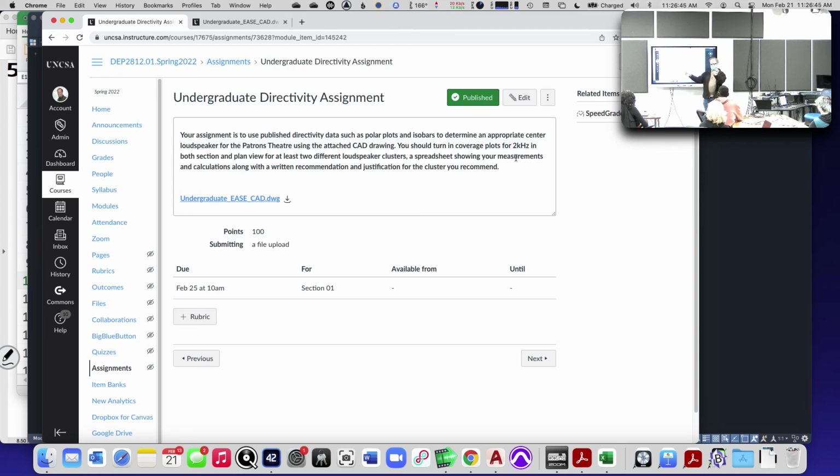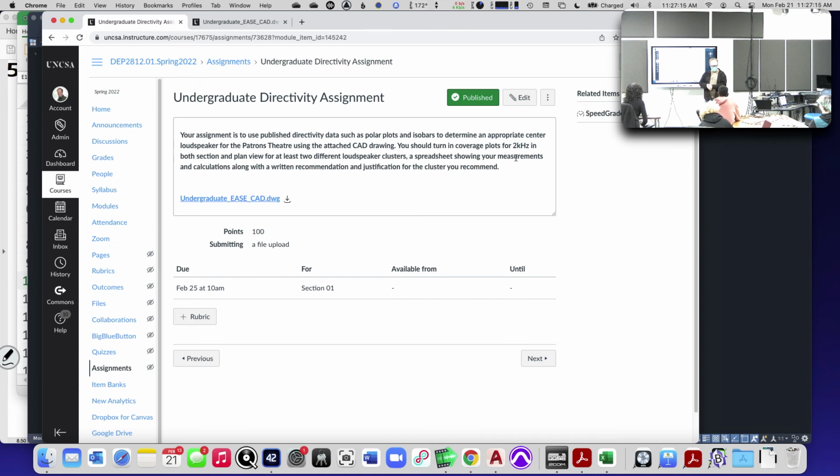And then based on what you find from those 2 different loudspeakers, tell me which one you think covers the most evenly. Which one has the least amount of variance from seat to seat based on that directivity and loss over distance equation? So which one covers most evenly? And just type a little paragraph up along with your data, so you're going to turn in the CAD file that has the labels.